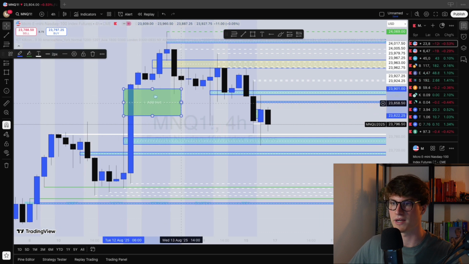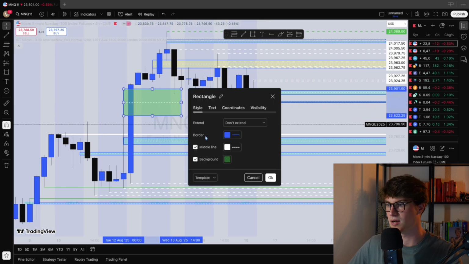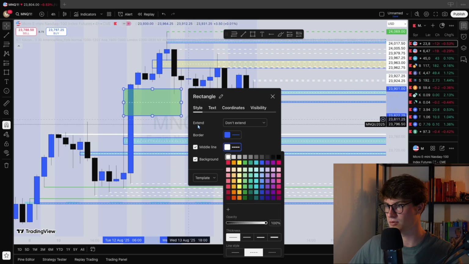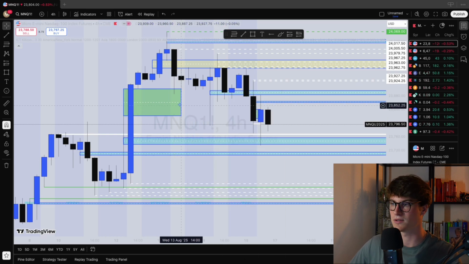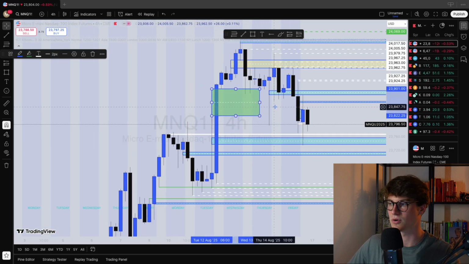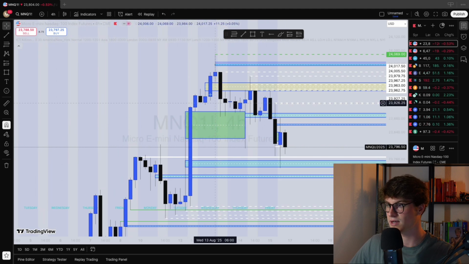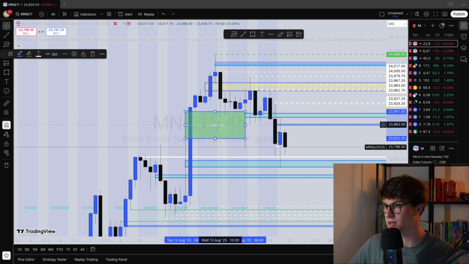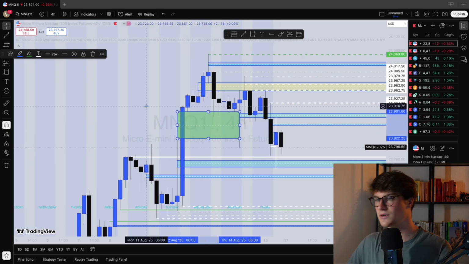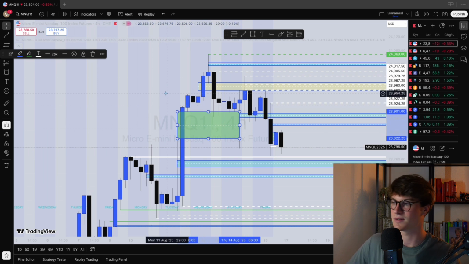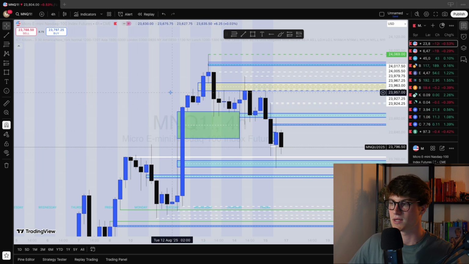You can also modify it and put the middle line. That's very important. You have to have the middle line because this is the 50% of the gap. Some people call it consequent encroachment. It's also very important to know how the candles after react to the top of the fair value gap, the middle, the middle of the first quartile, and the middle of the second quartile. Sometimes we fill it, sometimes we invert it, sometimes we just react. This is more of an advanced concept, but here we just want to know what it is.